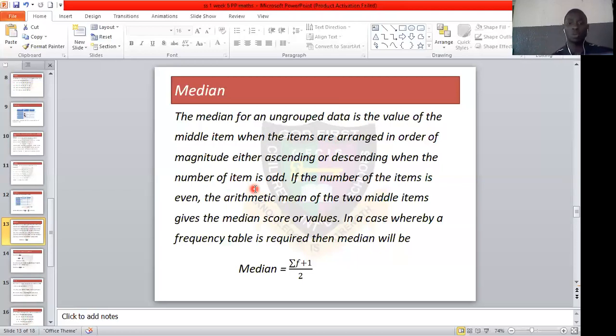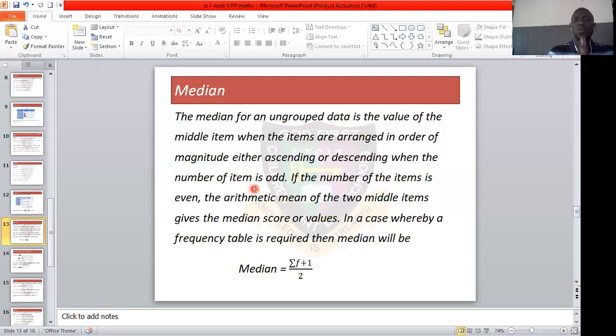If you are having odd numbers, you always have one middle number. That is, if you have 1, 2, 3, the middle number is 2. It falls in between. If you have 1, 2, 3, 4, 5, that's an odd number, the middle number is 3. If you have 1, 2, 3, 4, 5, 6, 7, the middle number is the fourth. You have a single middle number.